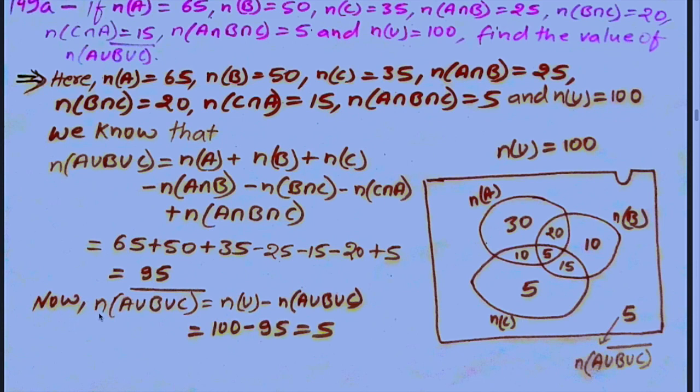Now for n((A union B union C) complement), we have the formula here: n(U) minus n(A union B union C), from the above formula. Now, 100 minus 95 equals 5.